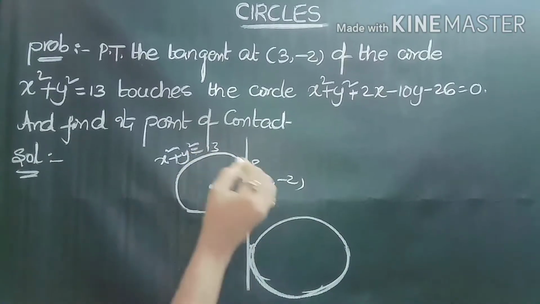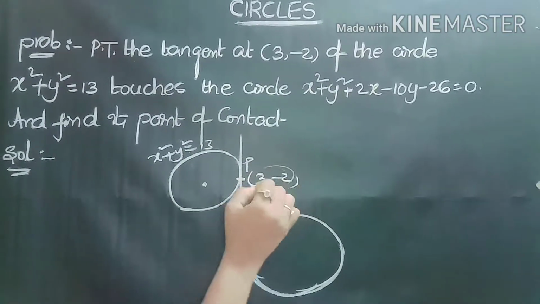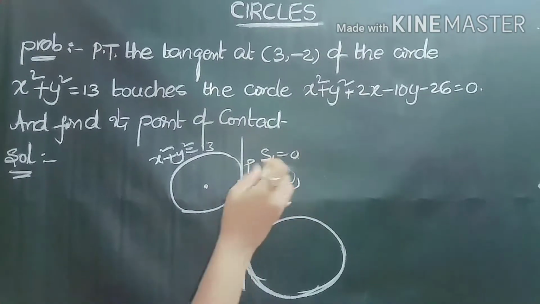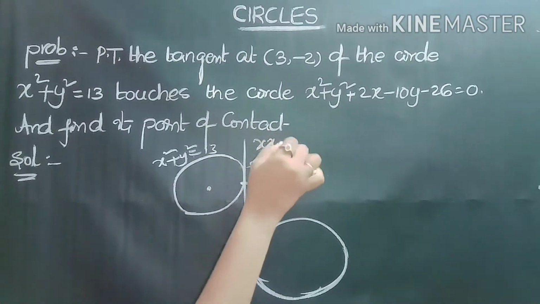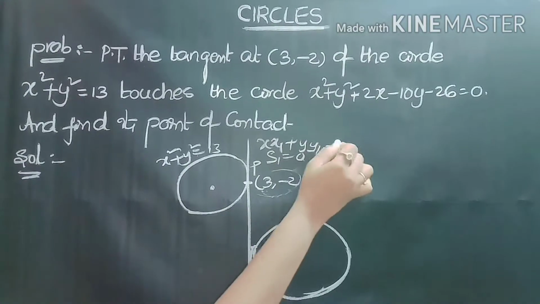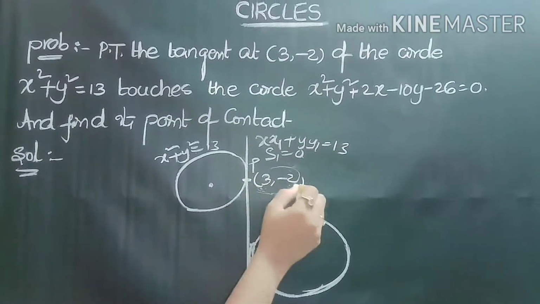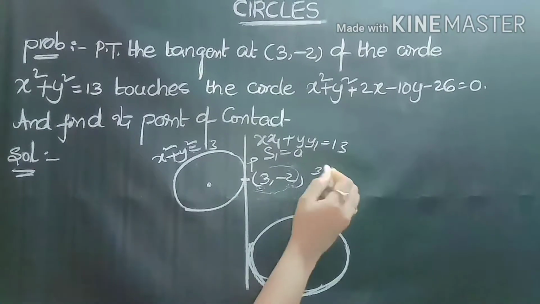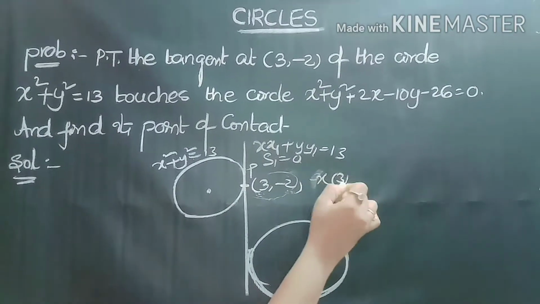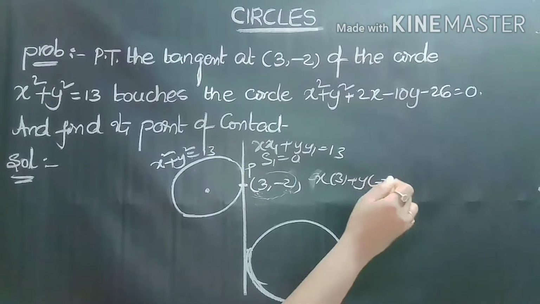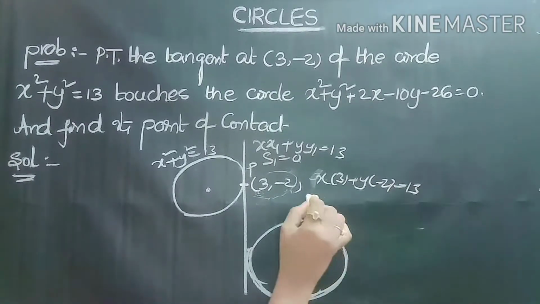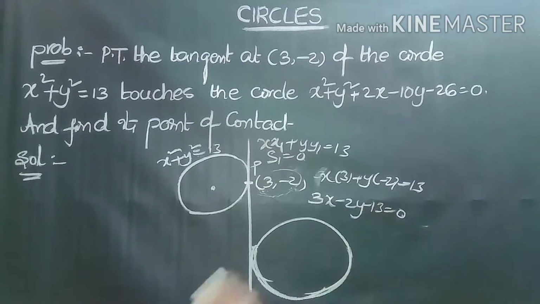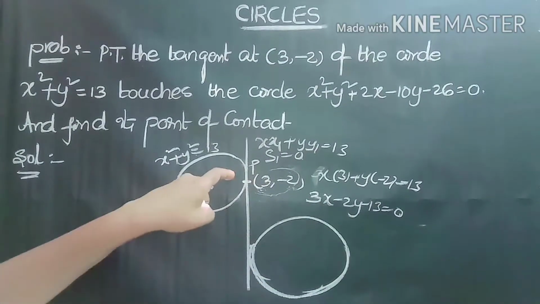Now we want to show that the tangent to the first circle touches the second circle. So what is the tangent to the first circle at the point (3, -2)? Equation of tangent formula is S1 = 0. So S1 = 0 means xx1 + yy1 = 13. Now in place of x1, y1 we are substituting 3, -2. Then x into 3 plus y into -2 is equal to 13. That is 3x - 2y - 13 = 0.